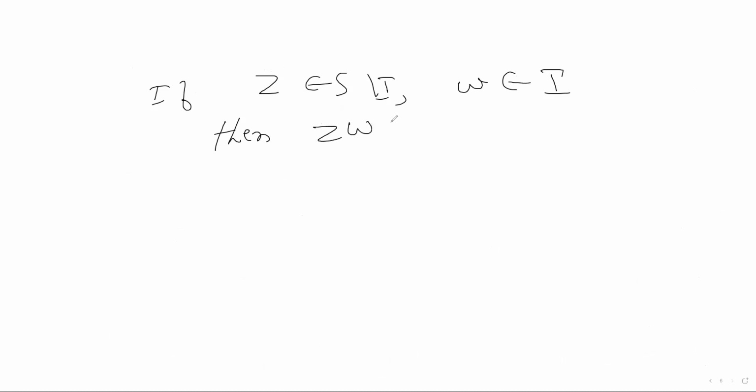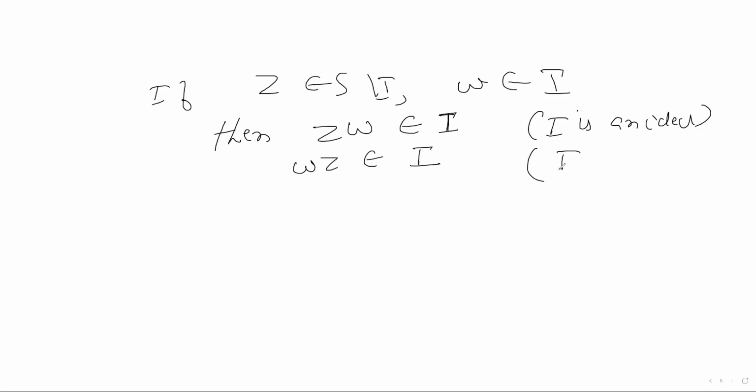Now see here, if z belongs to S minus I and w belongs to I, then what about zw? zw belongs to I, because I is an ideal. इसी तरह wz also belongs to I, because I is an ideal.